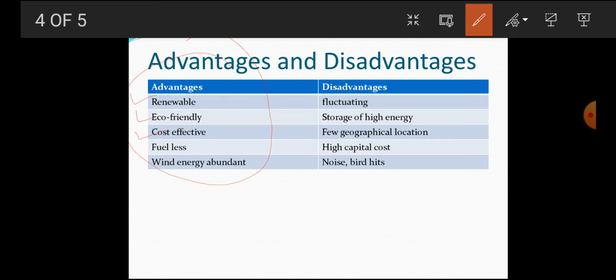Then next is fuel less. So wind energy system does not require fuel and its transportation. So it is generally fuel less. So fuel is not required.